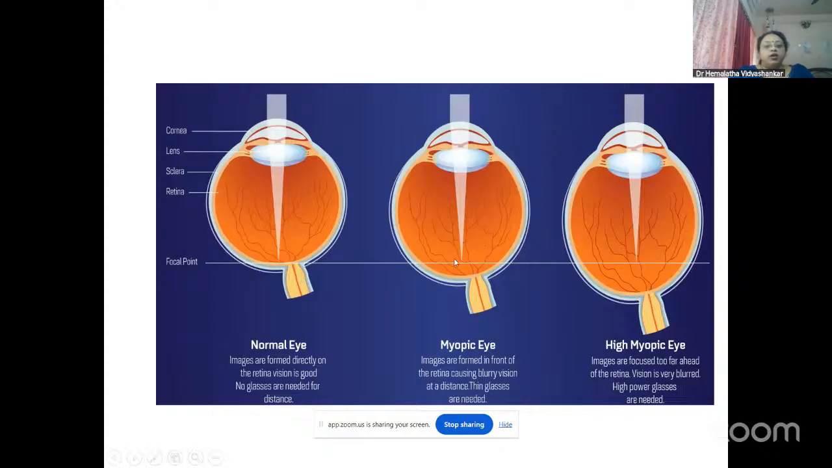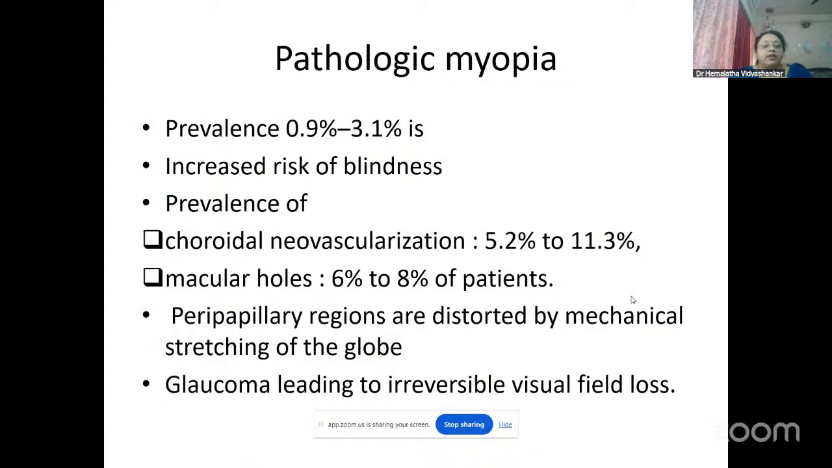So, in moderate myopia, the eyeball is slightly longer, whereas in a highly myopic eye, the eyeball is much longer, and this is the posterior part of the retina which gets most commonly affected. Now, in pathological myopia, there is also a risk of developing other eye problems which can cause irreversible vision impairment like choroidal neovascularization and macular holes. The person also becomes more prone to develop glaucoma because the peripapillary region is distorted by mechanical stretching of the globe. So hence the risk of blindness increases if a person has pathological myopia.